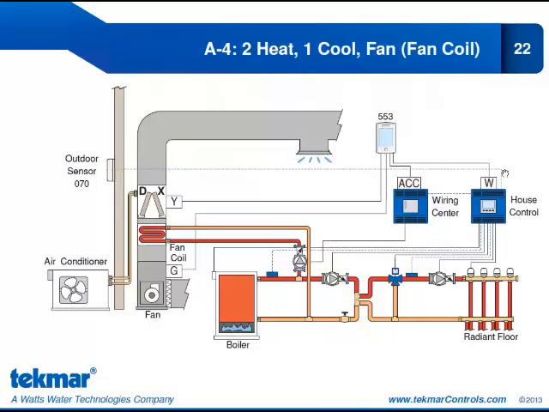So our first stage of heat, the radiant floor, we see the W going to a house control. Our second stage of heat is the fan coil. So the accessory relay is going to the wiring center to operate the fan coil. Our Y will operate the air conditioner for our cooling stage. And we have the G for the fan operation. Now to take a look at the wiring.